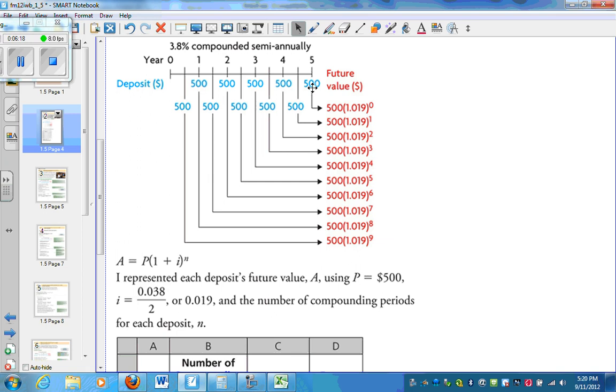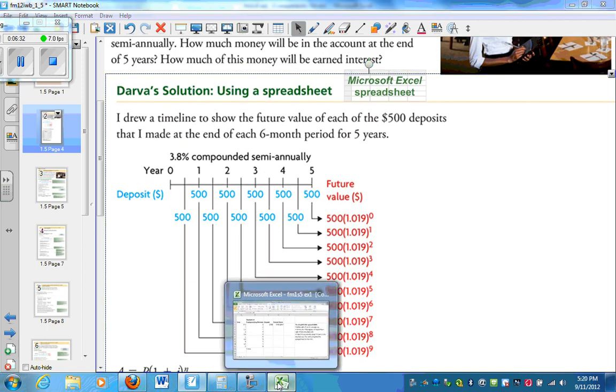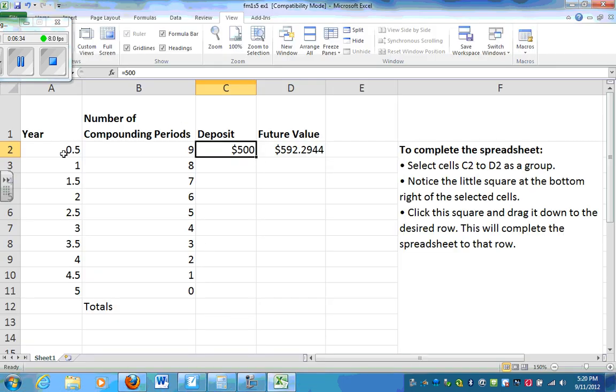That last $500 she puts in actually gets no interest because it's not compounded. It's just put in. It isn't allowed to create more interest. Okay? So then what she did is she made a spreadsheet, and I'll show you this spreadsheet right here. She split it into her years, just like on that chart, half a year, 1 year, all the way up. Compounding periods, we said 9, 8, 7, 6.